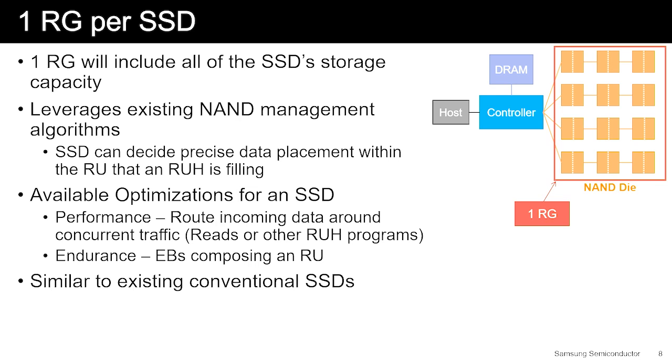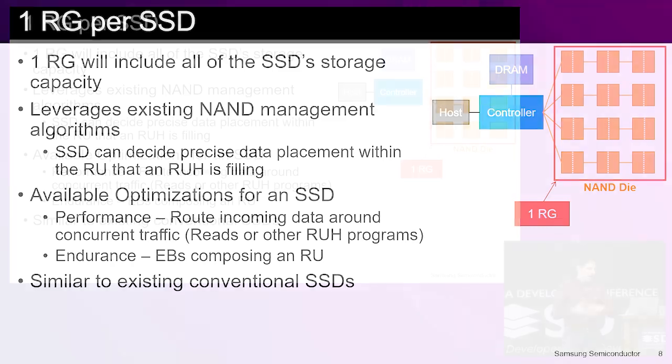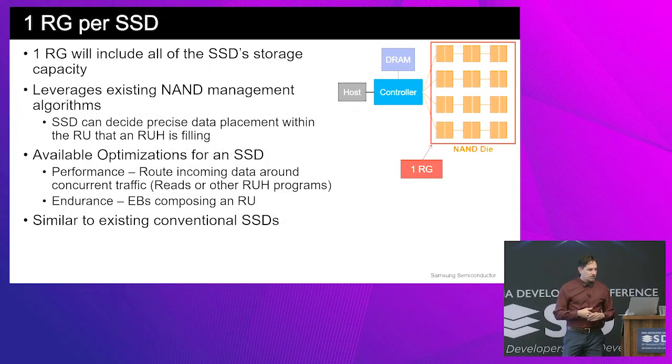SSDs have to ship a conventional drive. Every vendor does, so that conventional drive gets to leverage all of that knowledge and experience and apply it for all of the NAND. We have a lot of optimizations available. For example, performance. We could route around if there happens to be some activity on one erase block or one NAND die. We can route around sometimes, so we have a lot of freedom to do that.